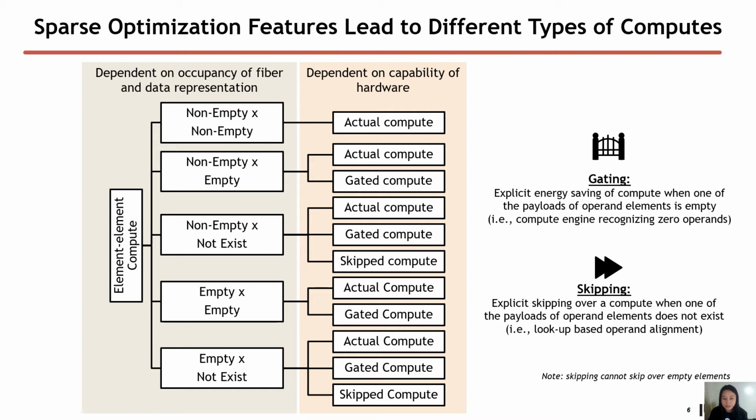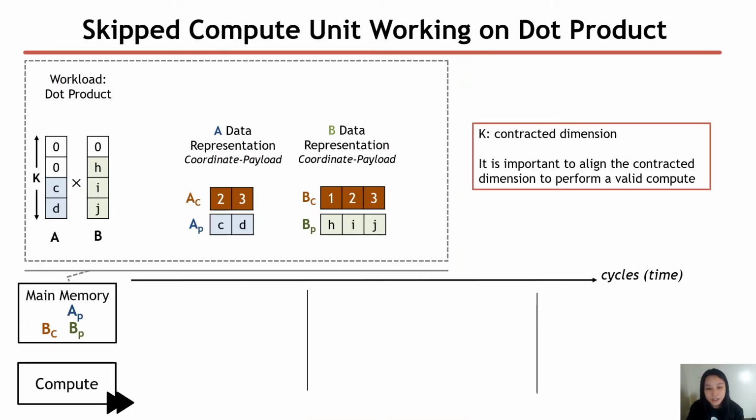So as you can see here, we're only introducing skipped compute if one of the elements does not exist. So only the third large category and the last large category would have skipped compute. Again, let's look at an example of a dot product workload with a compute unit that has skipping optimization.